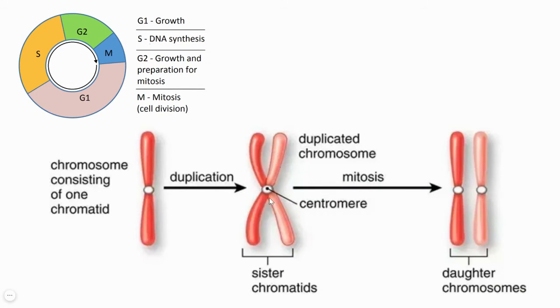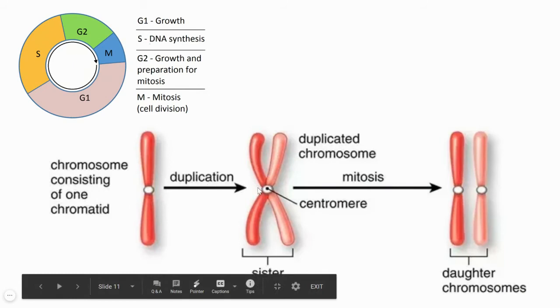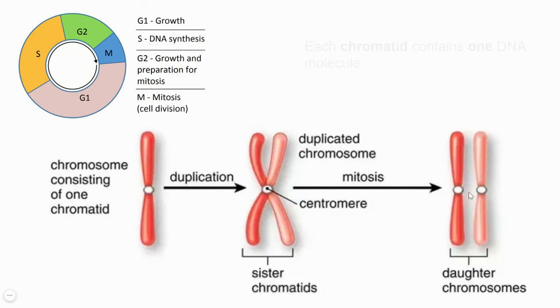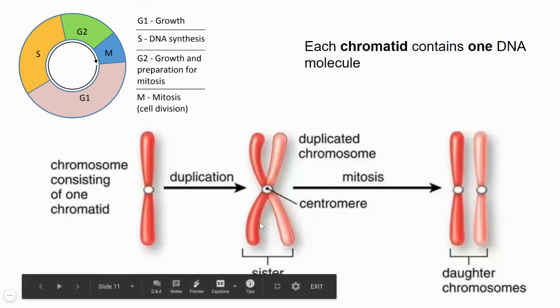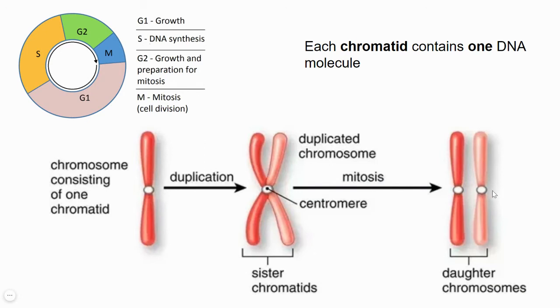Then during mitosis, these sister chromatids will separate. Once they separate, again they become part of 2 different daughter cells. And the cycle will continue for the next daughter cell's cell cycle. So each chromatid actually contains 1 DNA molecule. As long as they are connected to each other at the centromere, they are considered as 1 chromosome. But after mitosis, they become 2 different chromosomes.